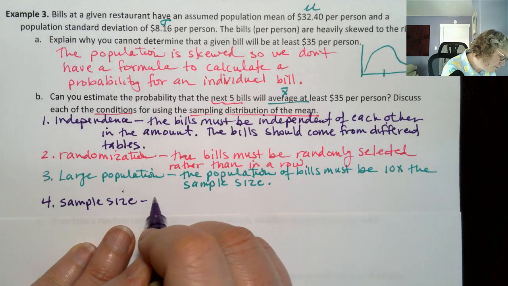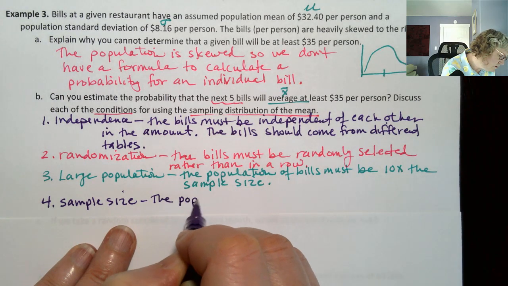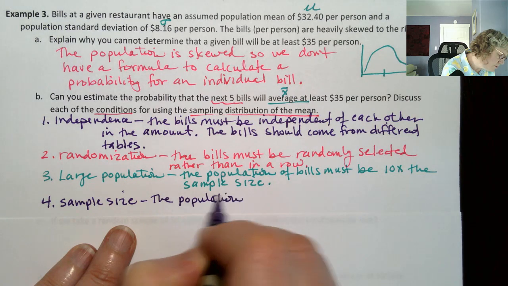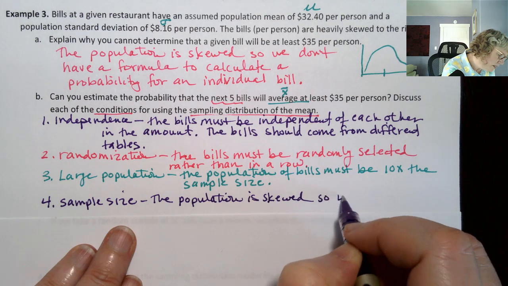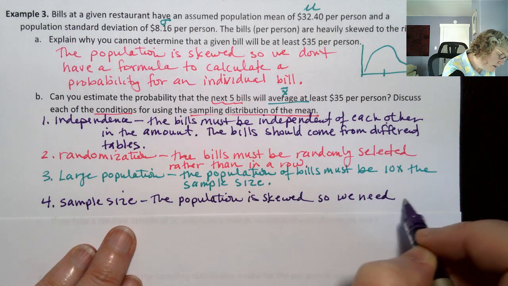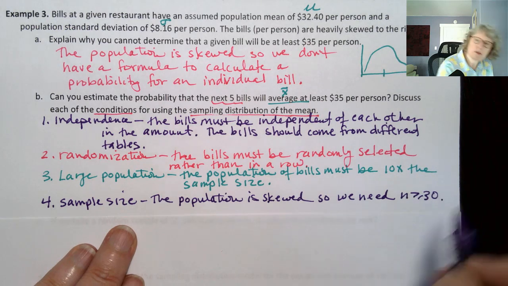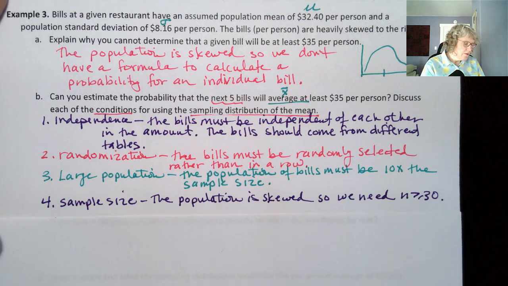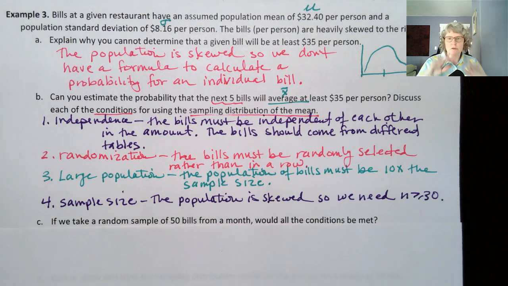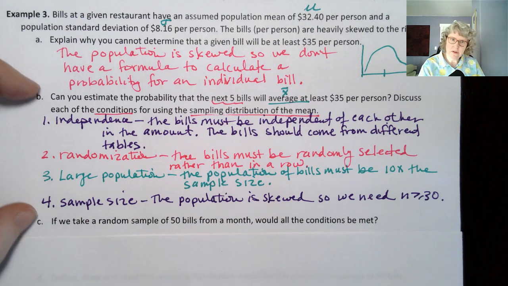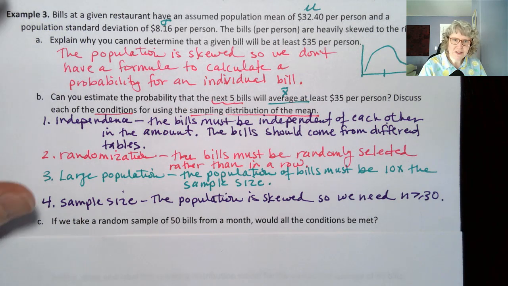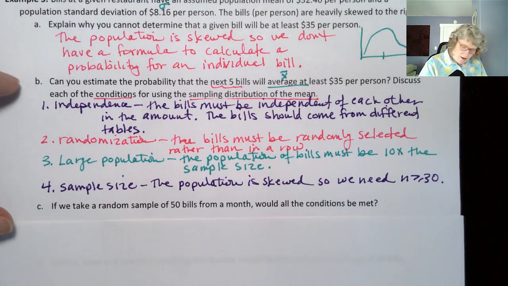So the population is skewed. So we need n greater than or equal to 30. So we need at least 30 random bills in order to get a normal model, okay? Okay, so that was a long way of answering this question, although it does say discuss each of the conditions, which we will have to do each time.